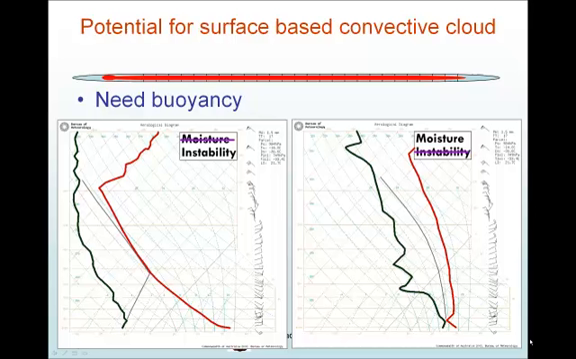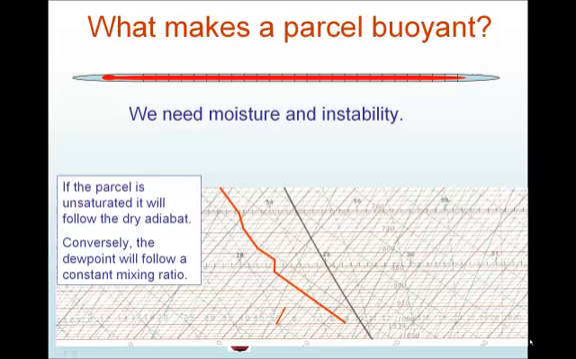And so the sample cloud saturated adiabat, indicated in grey, is to the left of the temperature trace, and so clearly this is not a convective cloud situation at all. So we need both moisture and instability.